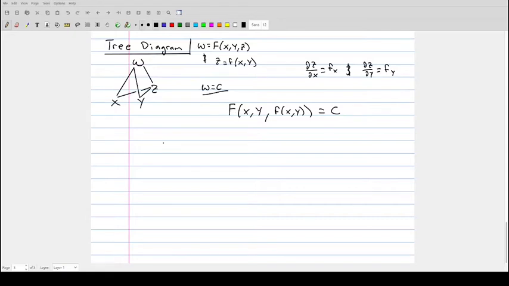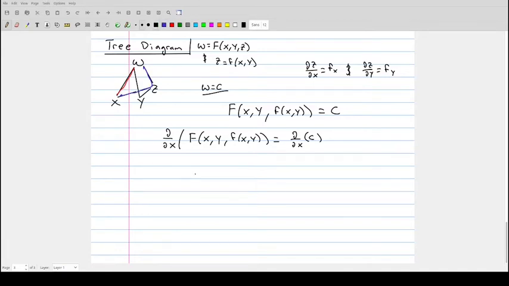we need to go through and use the chain rule. We take the partial derivative of both sides of this expression with respect to x. So the left-hand side is the partial derivative of this composition of functions, and the right-hand side is the partial derivative of the constant c. From the multivariable chain rule, on this tree diagram, you see that there's two paths of dependence of w on x. It's this path of dependence right here and this path of dependence right here.